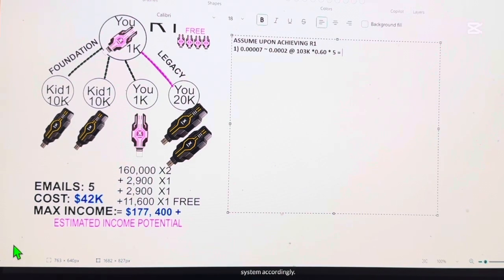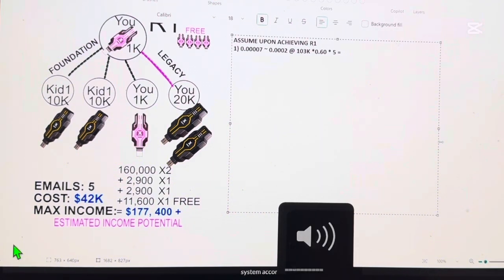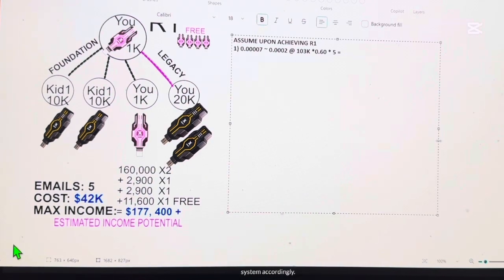So the first mathematics would be this. 0.00007, this is on a 42K, times 103K at 60% across 5 devices. So you're still at 21.63. So you're getting 21.63 USDT per day, right, in that range. Now, what's the next way you're earning?